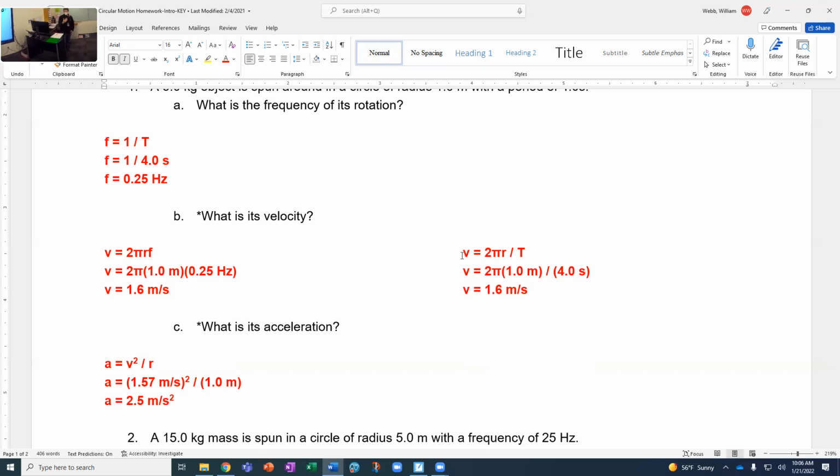All right. And then what's the acceleration? Well, we have an equation for that. We can plug in the velocity that we just determined in part B. We can plug in the radius that was given in the beginning of the question, and its acceleration is 2.5 meters per second squared, less than the acceleration due to gravity, right? About a quarter of the acceleration due to gravity. So not super strong because it's moving so slow.